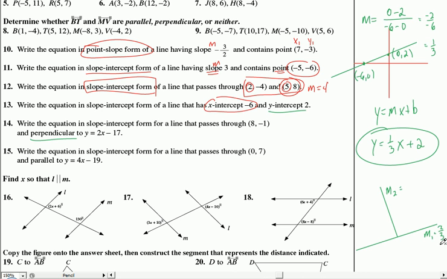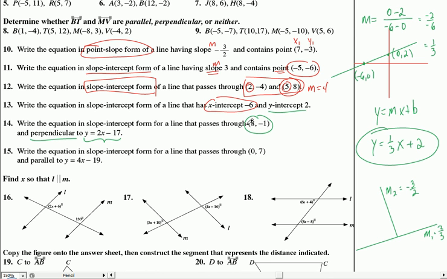All right? So it was positive. I change it to negative. And I flip the fraction. So it's negative 3 over 2. So anytime lines are perpendicular, their slopes are negative reciprocals of each other. So if this was 2 over 3, this is negative 3 over 2. All right, let's take a look at this. Write the equation of slope-intercept form for a line that passes through this point right here and is perpendicular to this line.